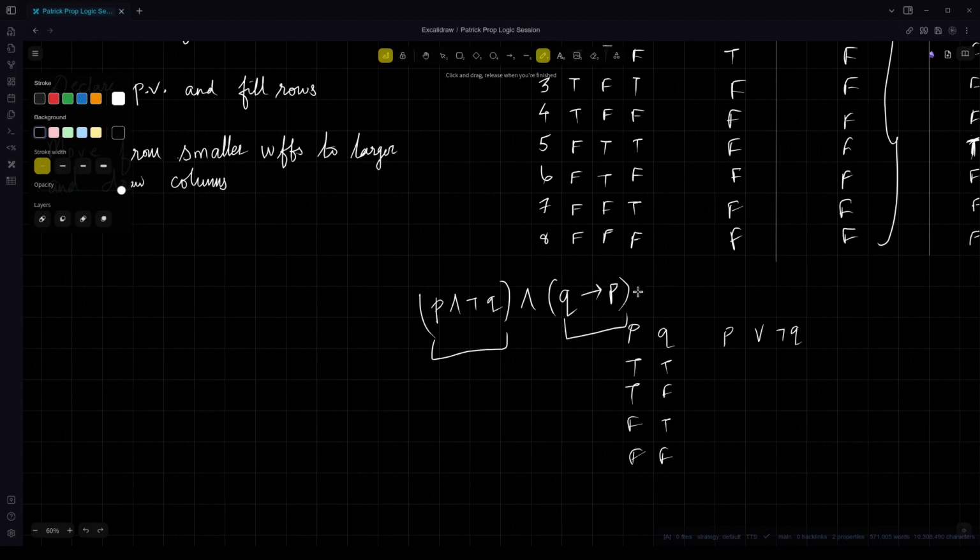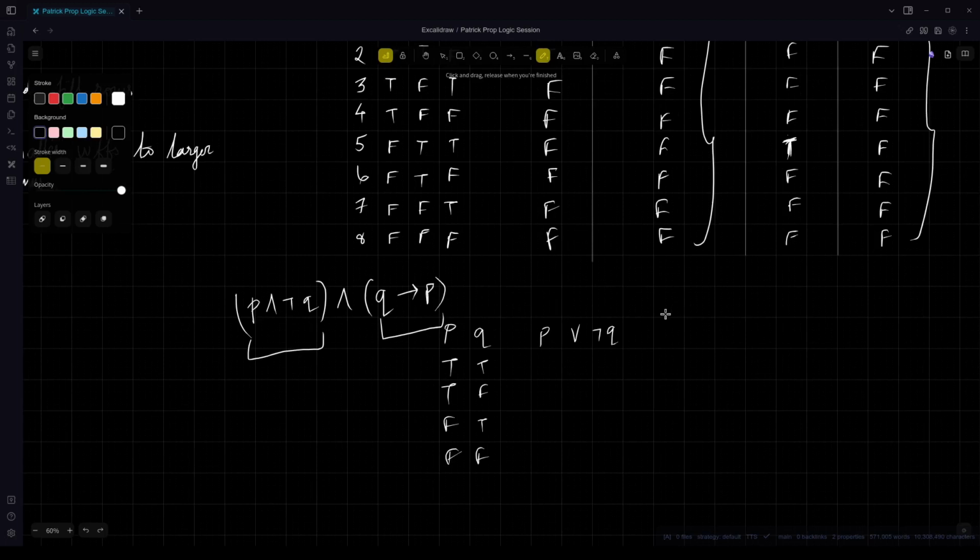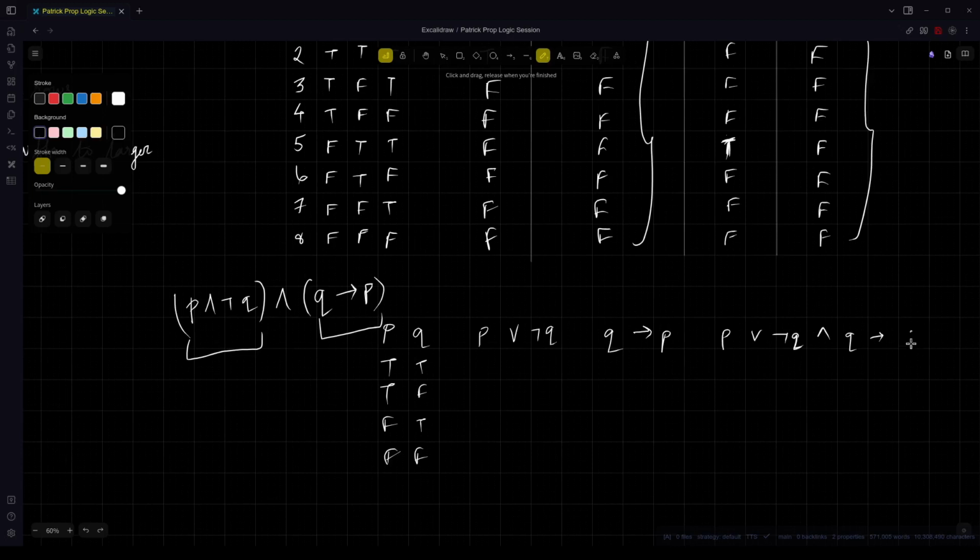You will split it apart by the brackets. So here we have 2 propositions. We have P or not Q, and then you also have Q implies P, and then you have the big proposition, P or not Q and Q implies P. Okay, so this is the big proposition, which is further divided like this.